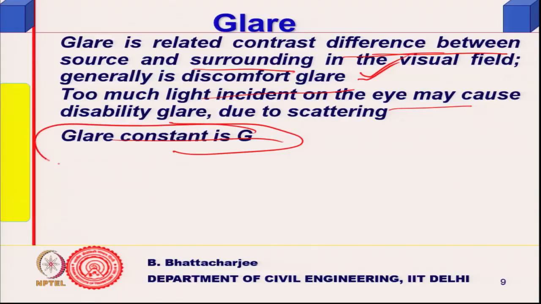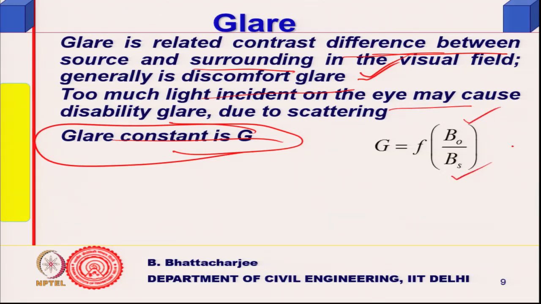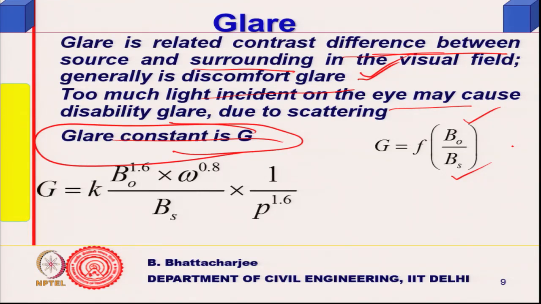So, there we define something called the glare constant, and there is an empirical formula which relates it to the ratio of the brightness of the object and the brightness of the surrounding. The formula given is something like this. It is an empirical formula. B0 is the object brightness, Bs is the surrounding brightness, and there is a term related to your position.